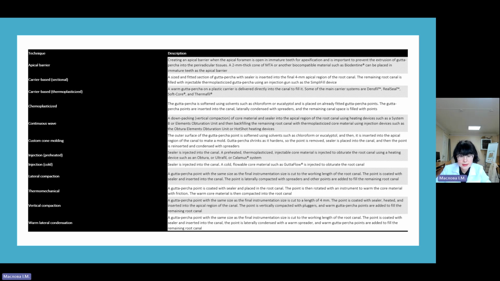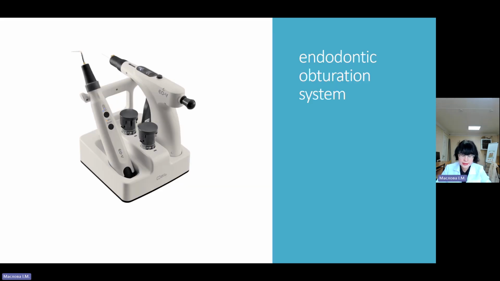Carrier-based section: a single-cone section of gutta-percha with sealer is inserted into the final 4 millimeter apical region of the root canal. The remaining root canal is filled with injectable thermoplasticized gutta-percha using an injection gun such as the Calamus device. For example, I'll show you this device, this endodontic obturation system.